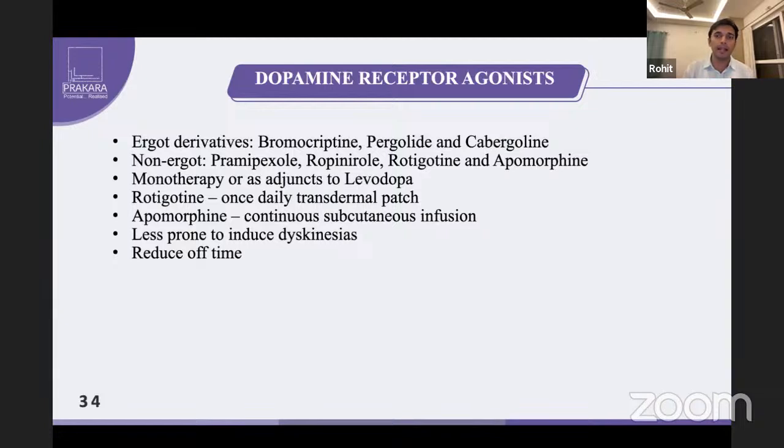Coming to dopamine receptor agonists, these are another class of very useful drugs. Ergot derivatives which were used previously are not used now for Parkinson disease. We mainly use non-ergot derivatives like pramipexole, ropinirole, rotigotine, or apomorphine. They are used as monotherapy or in addition to levodopa. Rotigotine is also available as a transdermal patch, and apomorphine is administered using a continuous subcutaneous infusion. So this can be given parenterally. But now these days we also have sublingual apomorphine, which can be given to the patients, and they see rapid response in their symptoms.